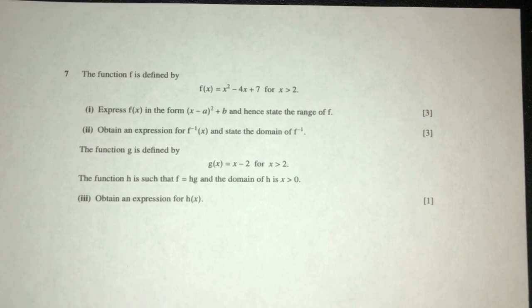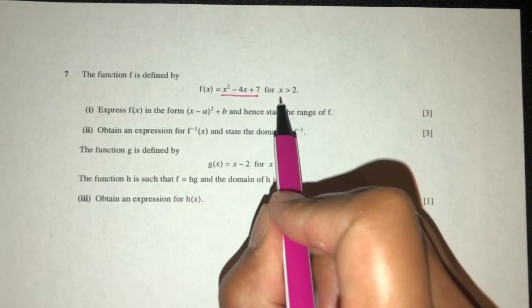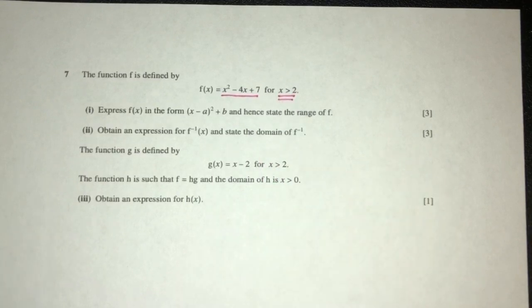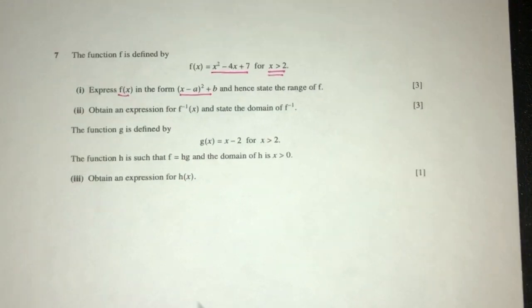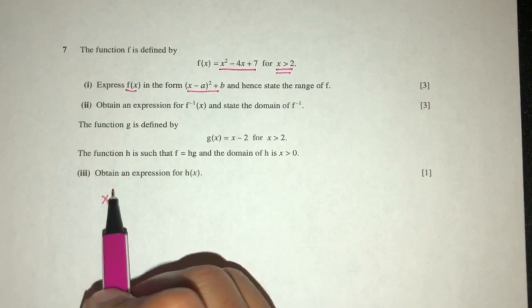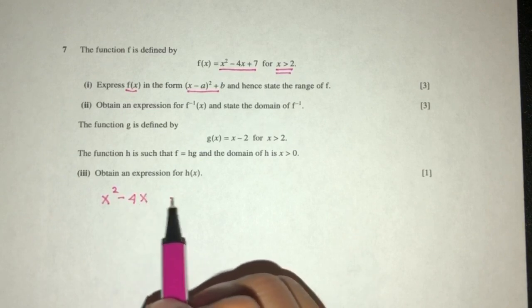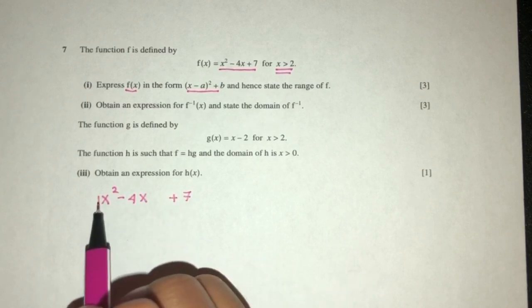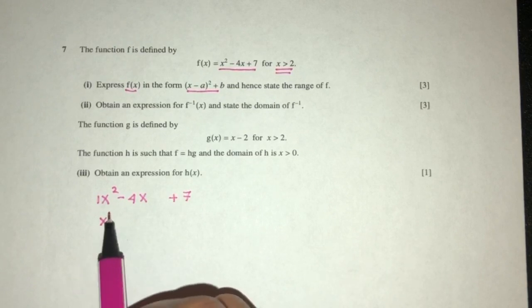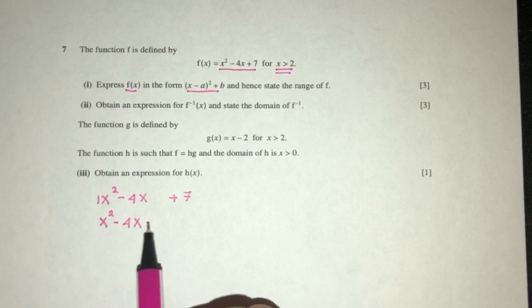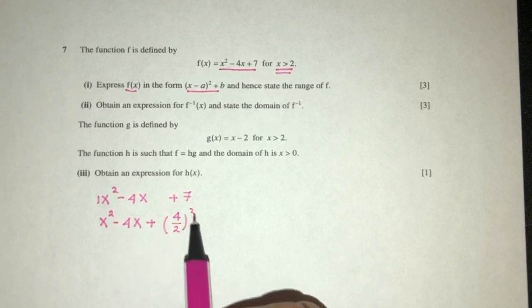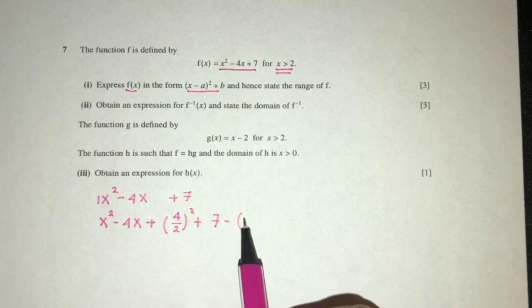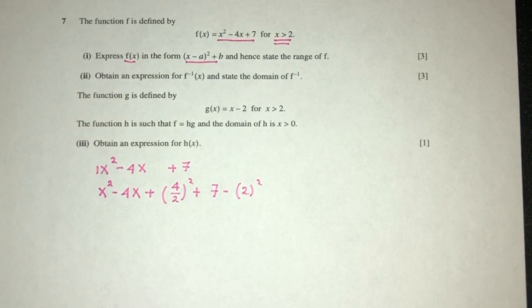The function f is defined by this, for which x is more than 2. Now part 1, we have to express f of x in the form of this, so pretty easy. Let's do that. First thing first, we have x squared minus 4x plus 7. For x squared minus 4x, we have to add something. We take 4, divide by 2, squared. When you add something, you also have to minus the same value. 4 divided by 2 is just 2 squared, so that we don't change the equation.